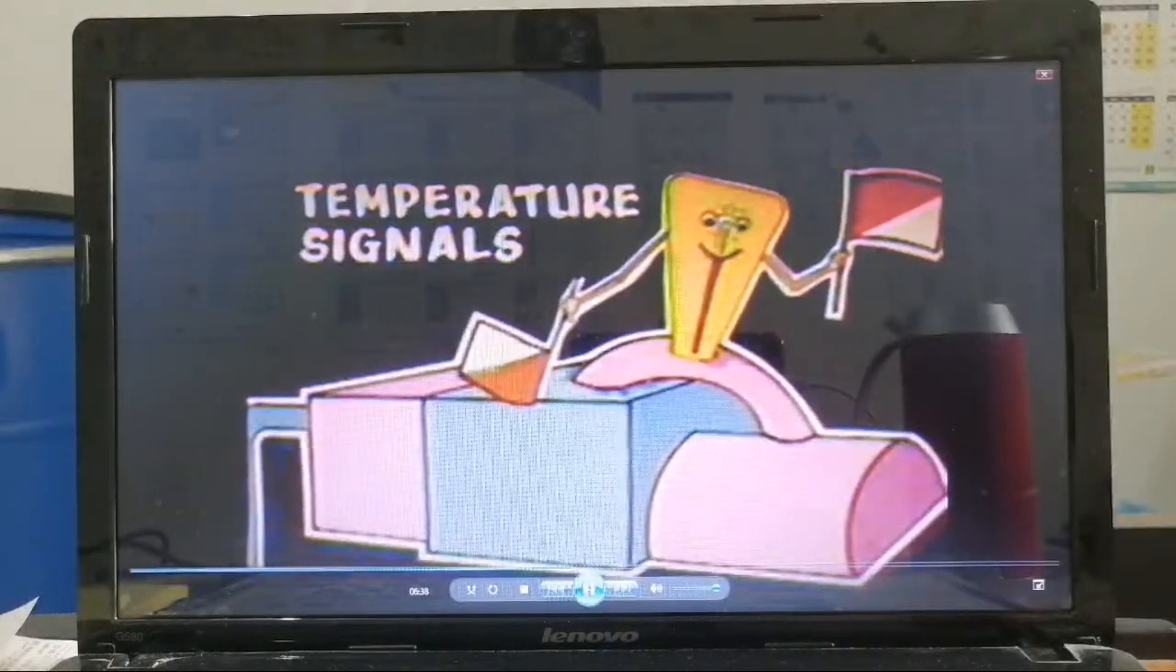Now, if we want to transmit pressure readings through the plant, we'll also want to do the same with temperature. Temperature instruments are somewhat simpler. Most are electrical devices.